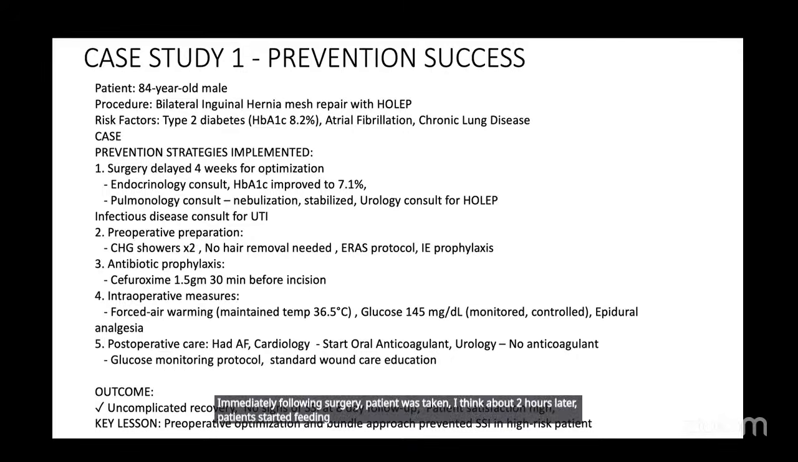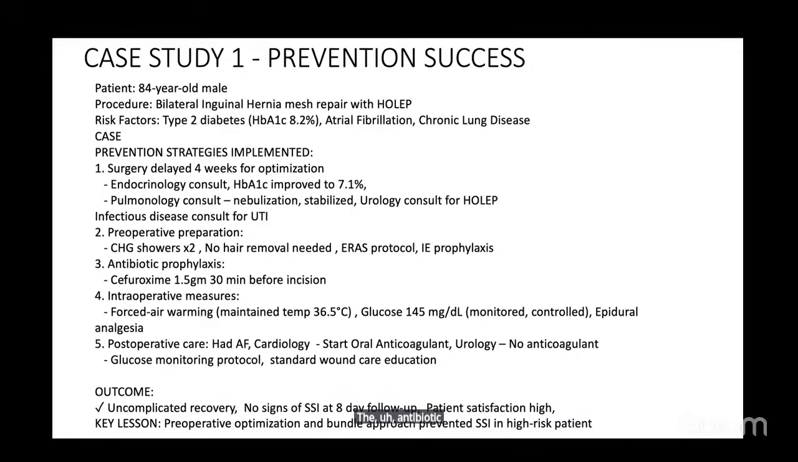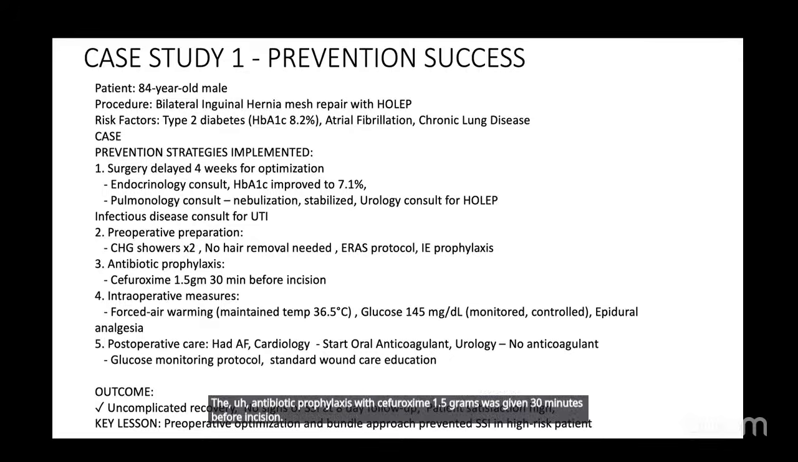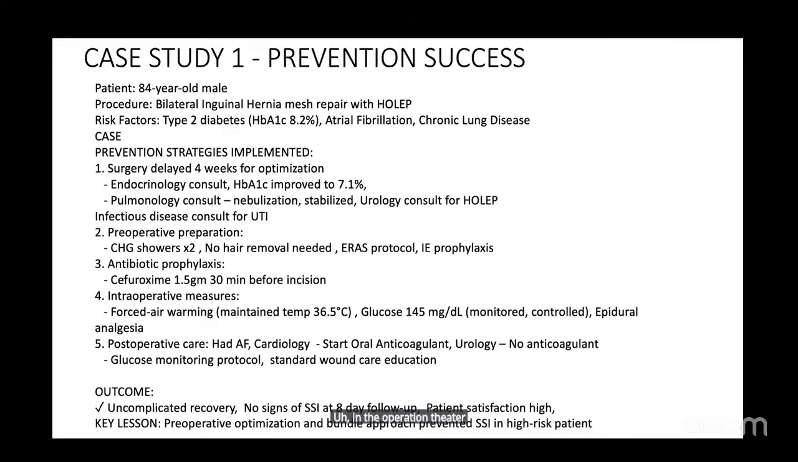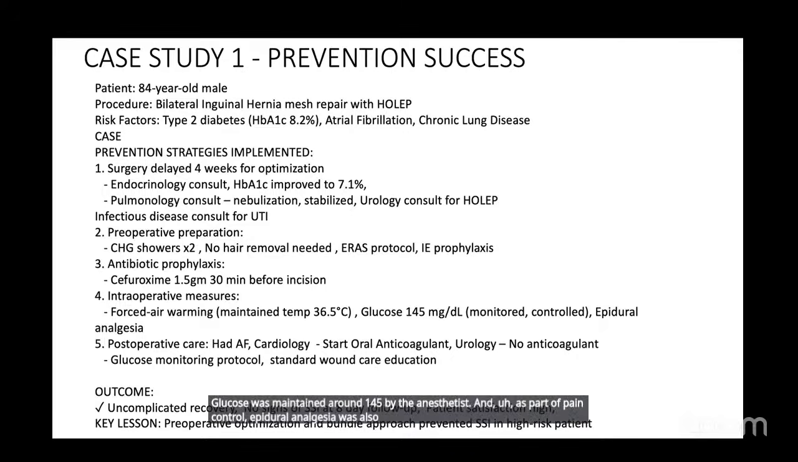And since he had atrial fibrillation, we had to give him IE prophylaxis also. The antibiotic prophylaxis was cefuroxime 1.5 grams, given 30 minutes before incision. In the operation theater, his temperature was maintained at around 36.5 degrees by forced air warming. Glucose was maintained around 145 by the anesthetist. And as part of pain control, epidural analgesia was also given to the patient.